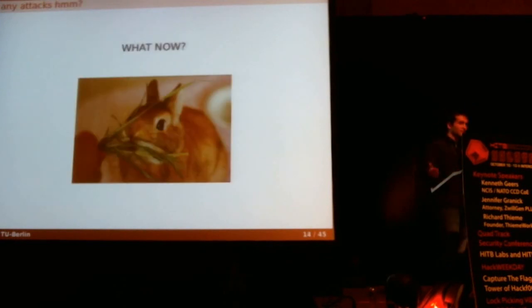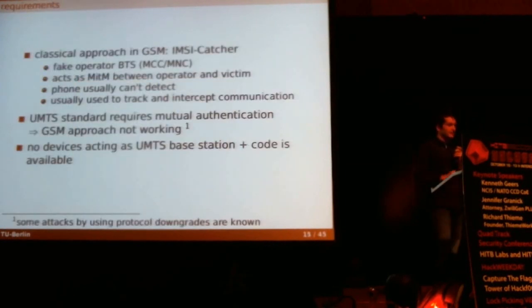Now that we have a femtocell, we want to see what's possible to do with it, because we somehow have access to the telecommunication network, which is something that not a lot of people have. The first attack that comes to mind when you have some sort of transceiver station or antenna is to use it as an IMSI catcher. With an IMSI catcher, your phone connects to this device, you can get its IMSI, that's its identity number stored in the SIM card, and you can intercept its communications and so on.